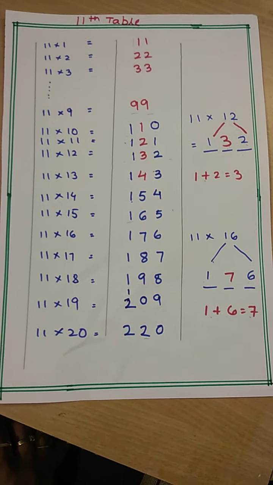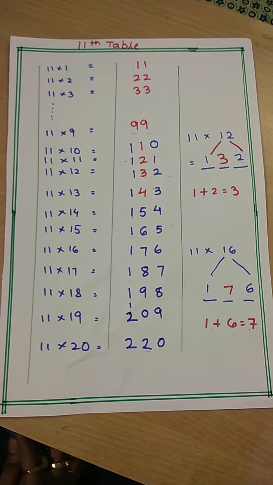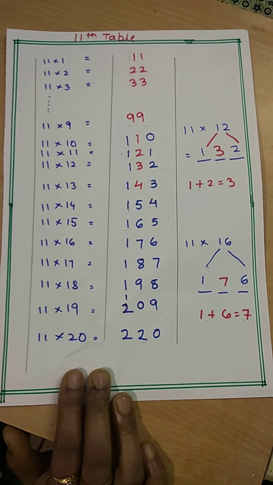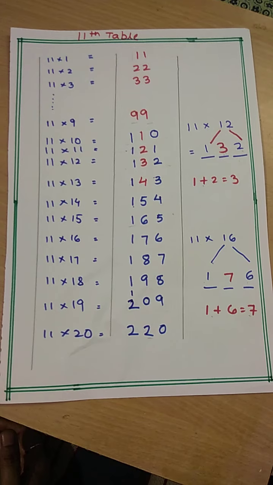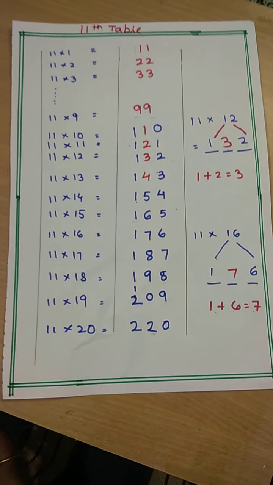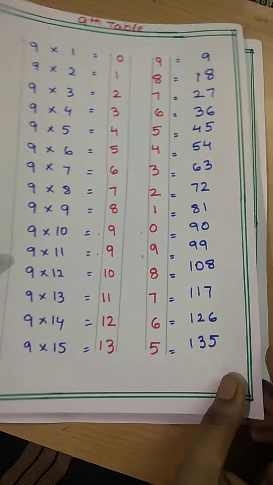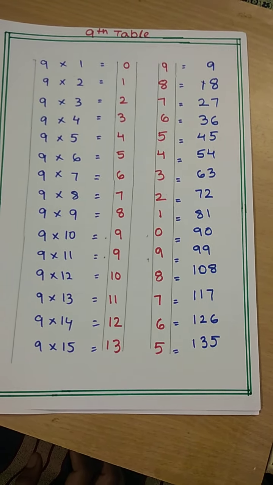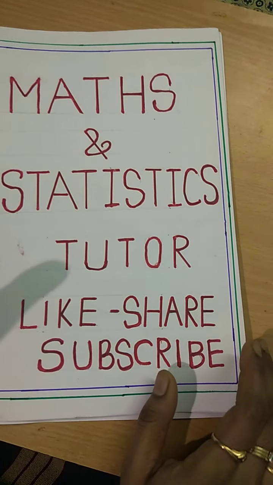We can write up to as many numbers as you want, but in practice we will learn up to 11 into 20 only. So I have written up to that. Hope it's clear to everyone. These tricks will help you. So I have explained about the 11th table and the 9th table. In the coming classes I will explain about some other tables also. Hope it's clear to everyone.